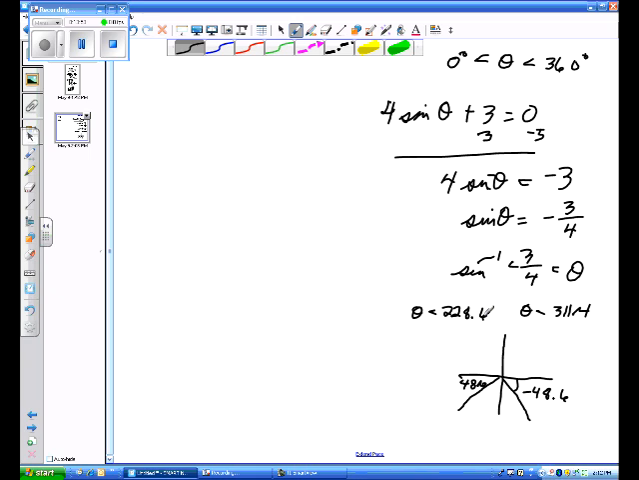So in some ways it's a little bit harder with using the calculator because of the way the calculator returns the answers. But it's also a way of checking. Okay, let's look at another one.